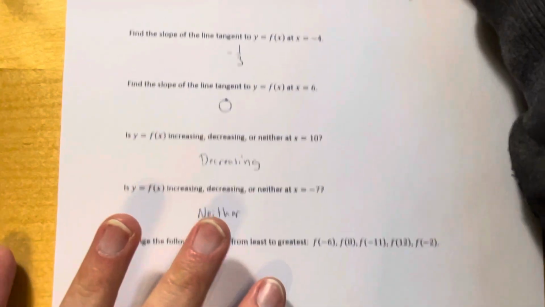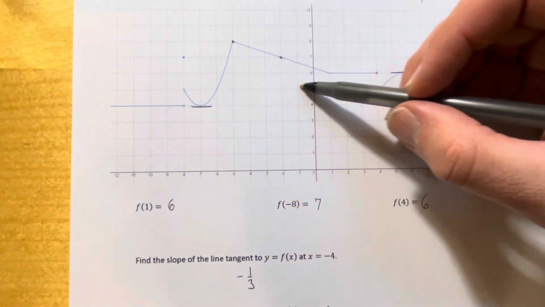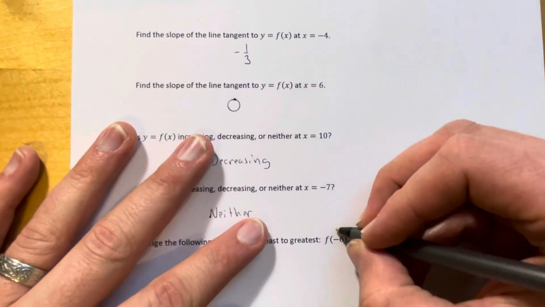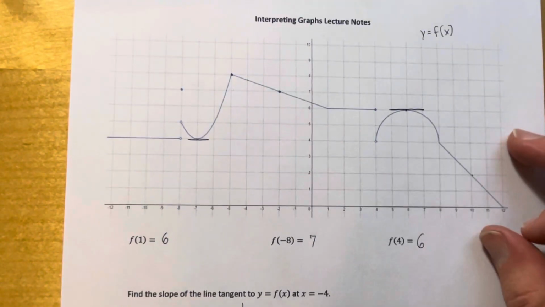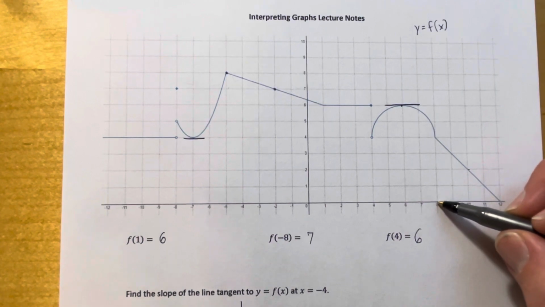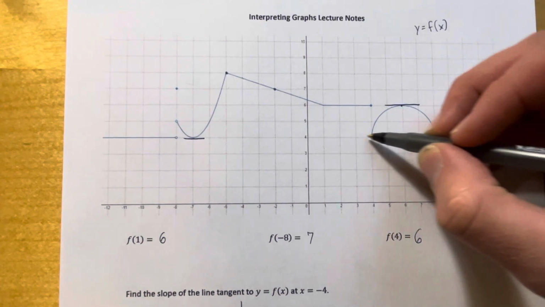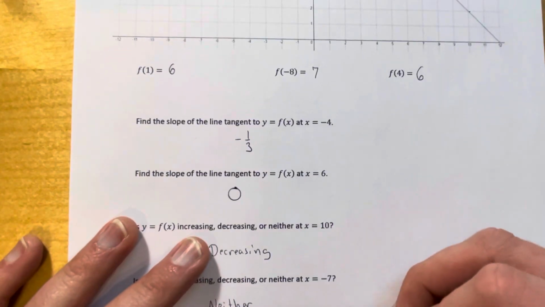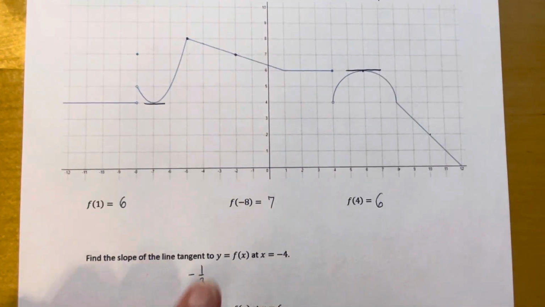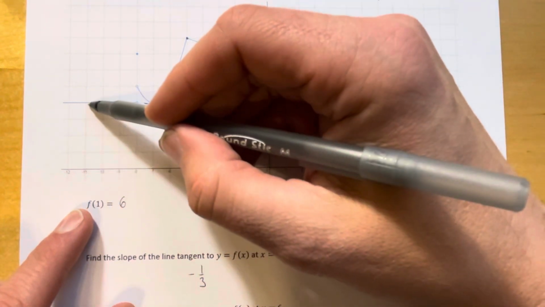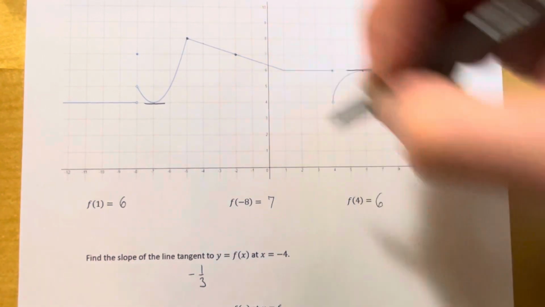F of -6, going back up to my graph. Here's -6. I want to find f of -6. That is 5. So let's put a little 5 over it for reference. Next, I want f of 8. 8 is here, x equals 8. It's right at the corner where this semicircle meets this line right here. I follow that to the y-axis and I see a 4. So 4 for that. F of -11, what is that? -11 is all the way over here. It's on this horizontal line, and that has a y value of also 4.